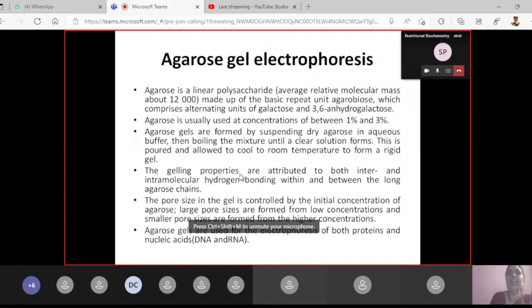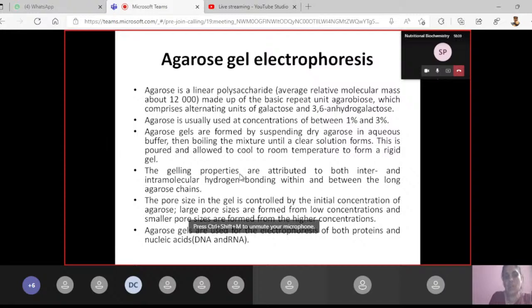You would have seen, even while cooking, how gelatin is used for preparation of jellies. When you heat it, it will get dissolved, and when you cool, it will solidify to form a jelly kind of structure. It is the same way here. Your agarose is available in powder form. You can dissolve it in buffer and boil it at 70 to 80 degrees, either in a microwave or using a burner. When you start boiling, it will dissolve.